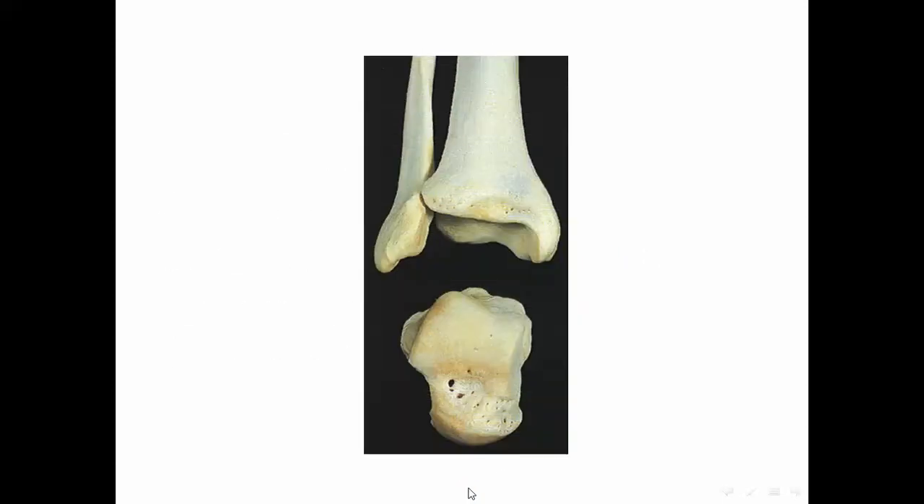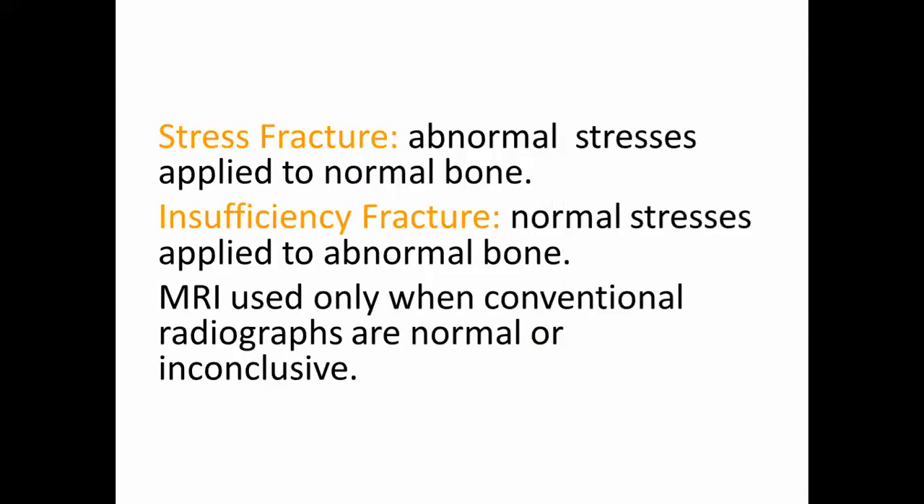These are the bones forming the ankle joint: tibia, fibula, and talus. To discriminate between stress fracture and insufficiency fracture: stress means a force applied to a normal bone, while insufficiency fracture is a fracture which is insufficient to be caused by a stress, so it is due to abnormal bone.